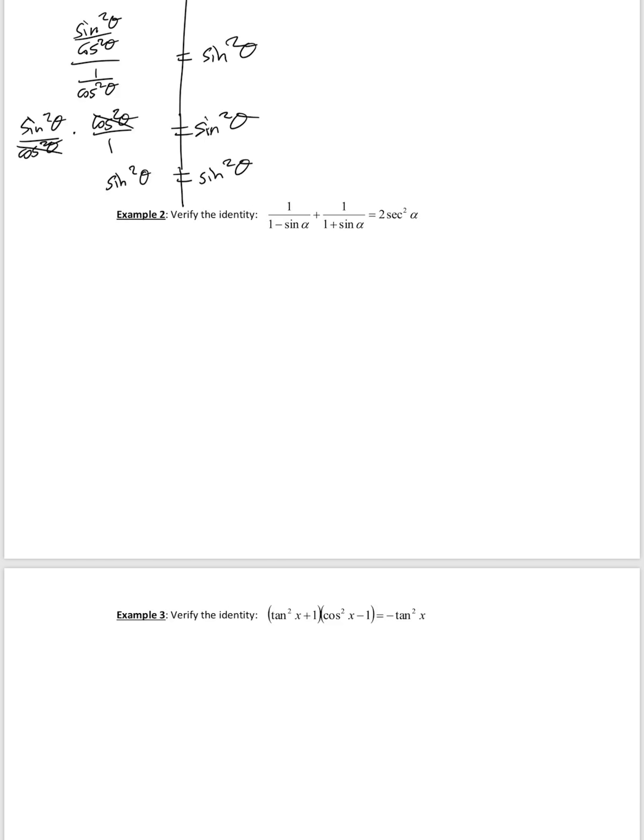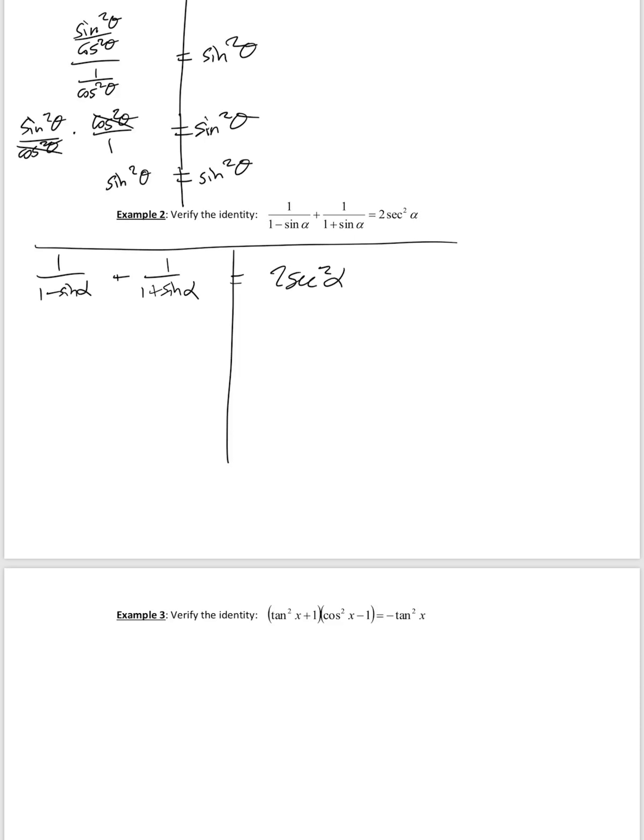I'm going to add these two fractions. And so to add these two fractions, I know that I will need common denominators. And to get common denominators, I'm going to need to multiply the other fraction by that denominator. So 1 plus sine alpha over 1 plus sine alpha. Then over here, I'll need to multiply by 1 minus sine alpha over 1 minus sine alpha.